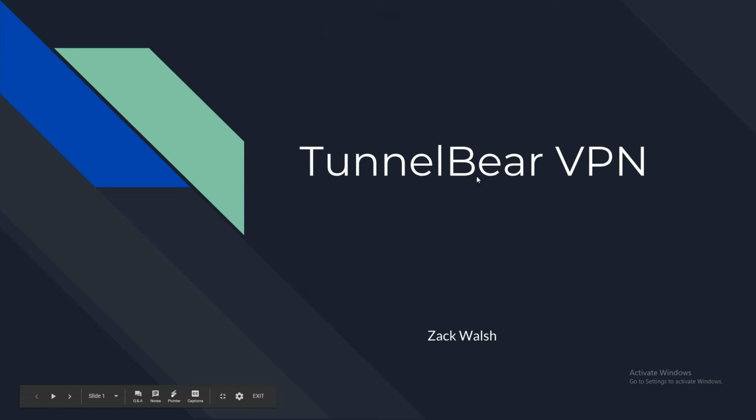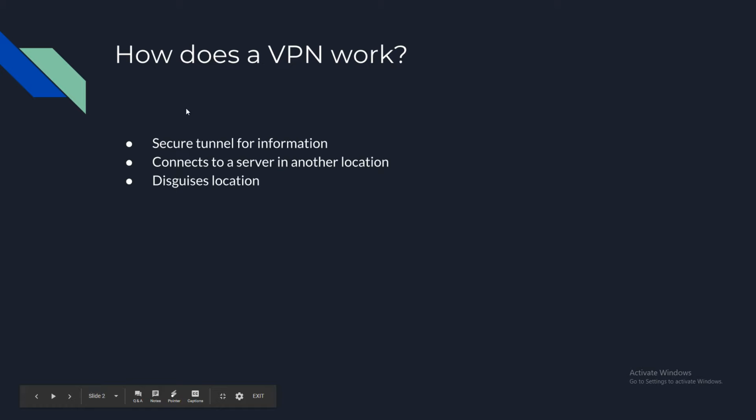Okay, so I chose TunnelBear. And then how does a VPN work? It's like a secure tunnel for information. So basically it's protection between you and the internet for your computer. So it connects to a server in another location, which disguises your location, and it will change your IP address to whatever that location is for that server. So like all the places on the map that I can connect, and I'll take that IP in that location. So that's basically how it works.